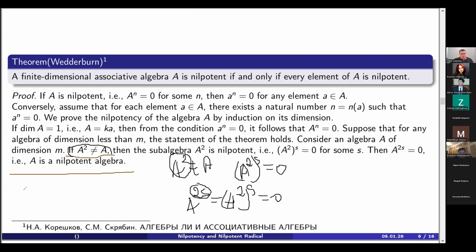Is it clear for everyone? When A square is different from A, we proved that A is nilpotent. Is it clear for everyone? Yes. Akbar?